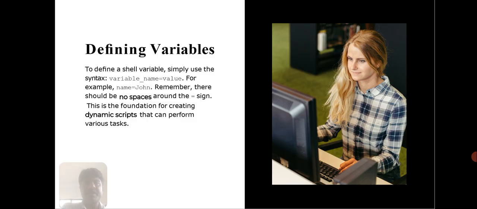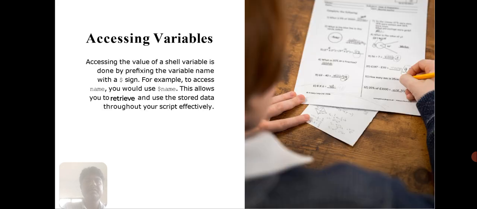Next is defining variables. How do we define a variable? The syntax is the variable name, equal to, the value. For example, name equal to John. There should be no spaces around the equal sign. This is the foundation for creating dynamic scripts that can perform various tasks.